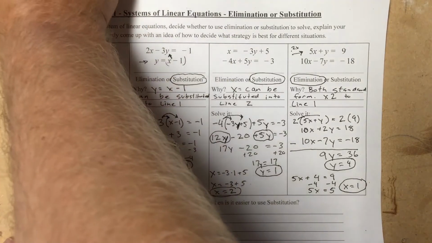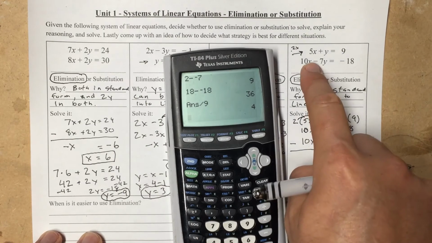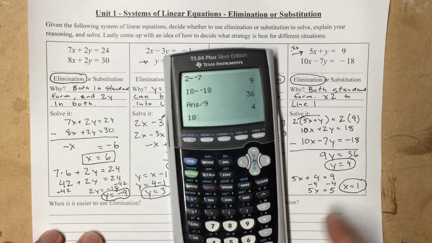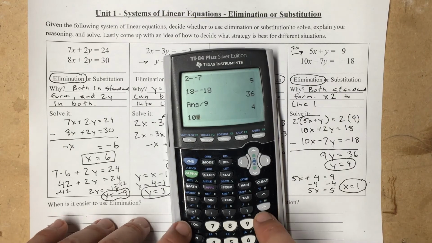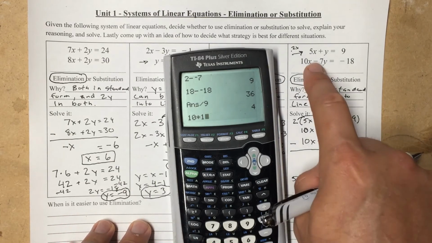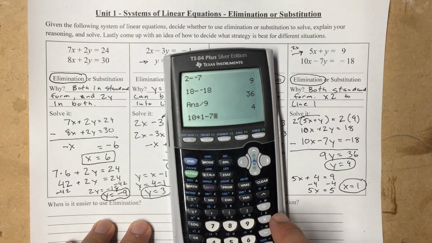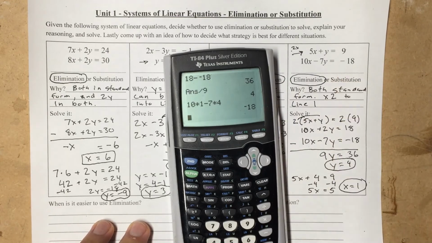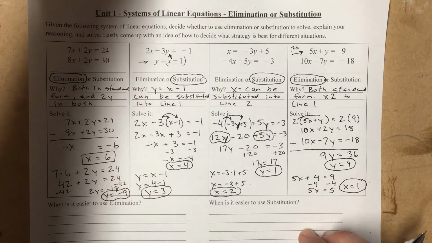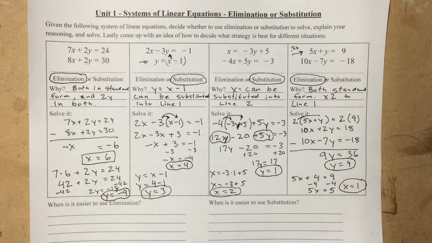Fantastic. Always check. Let's check on line 2 here. 10 times 1 minus 7 times 4 is negative 18. That is good. I'm going to check line 1 as well, just for fun. So 5 times 1 plus 4 is our 9. So that is absolutely correct. Always check both lines. So let's wrap this up.